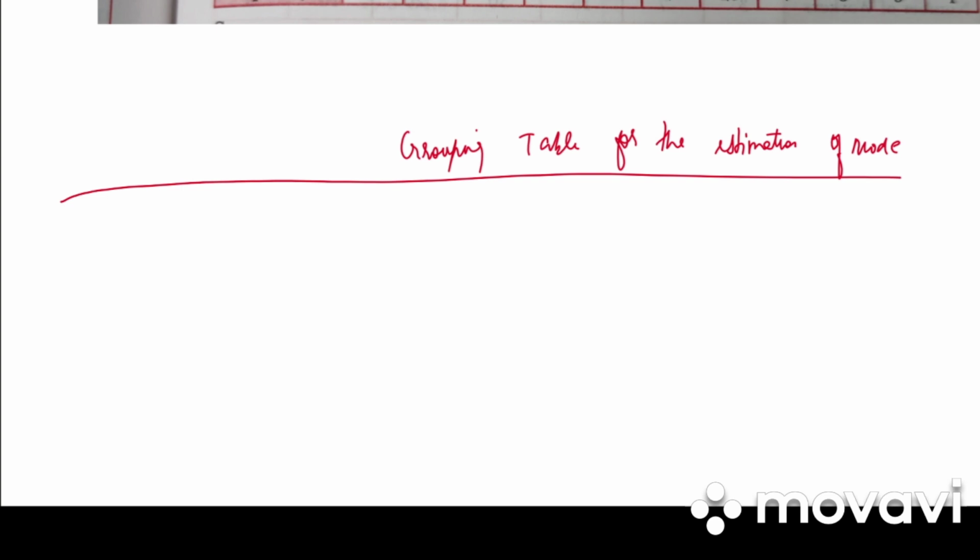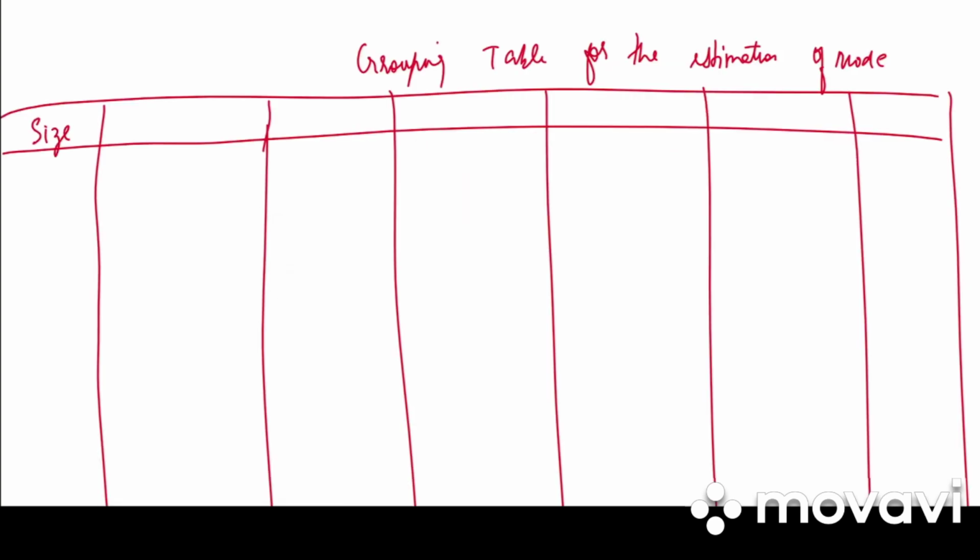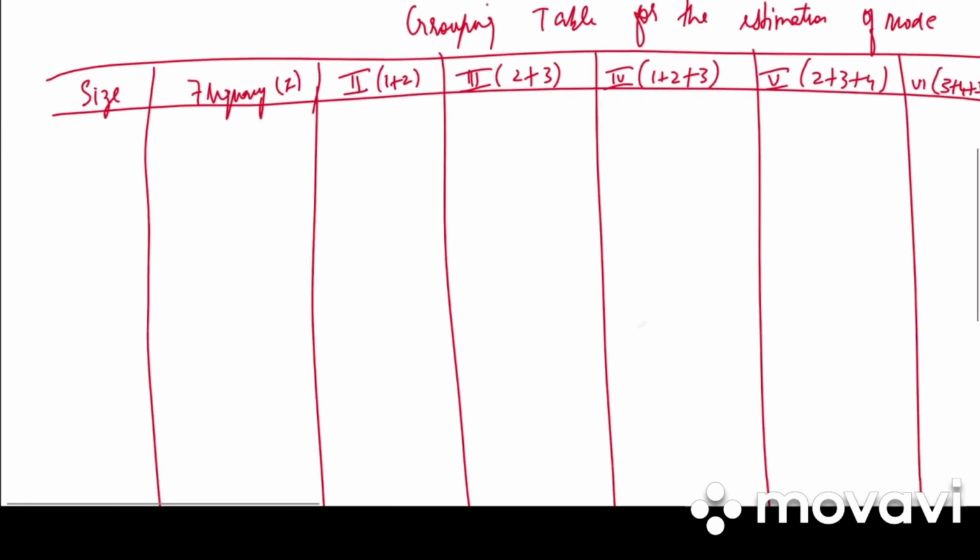So first, grouping table for the estimation of mode. How many columns do we have? We have 7 columns. So the first column is size, then we have frequency, column 1, then we have column 2, that is 1 plus 2, column 3, 2 plus 3, column 4, 1 plus 2 plus 3, column 5, 2 plus 3 plus 4, column 6, 3 plus 4 plus 5.